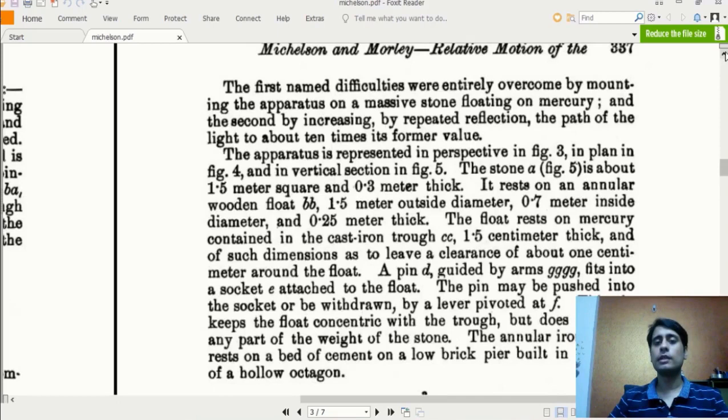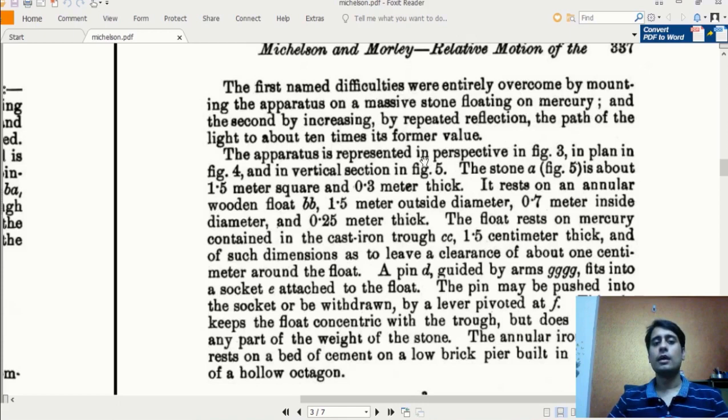So here on page 337, how they overcame those difficulties is mentioned. The first named difficulties were entirely overcome by mounting the apparatus on a massive stone floating on mercury. So now the second stage of the experiment came, in which they tried to avoid those errors to clearly measure the results of the experiment, which could never have been measured without minimizing those errors. The first named difficulty was entirely overcome by mounting the apparatus on a massive stone floating on mercury.